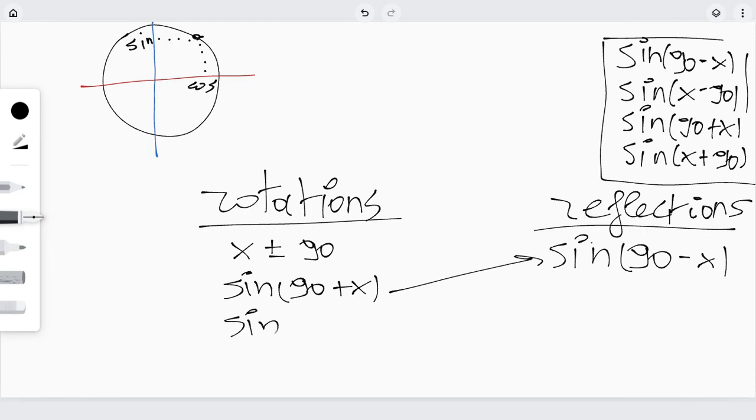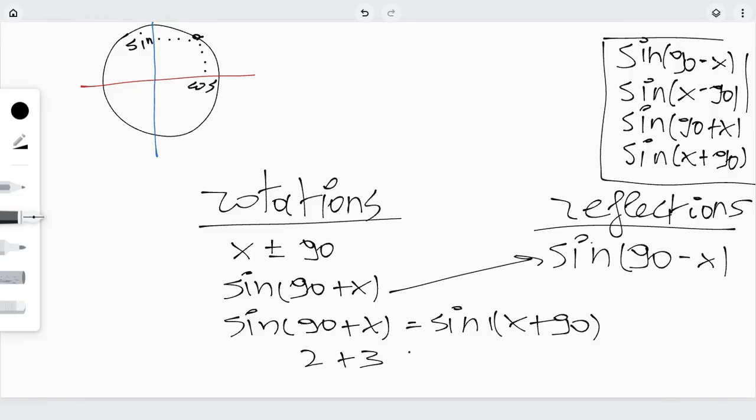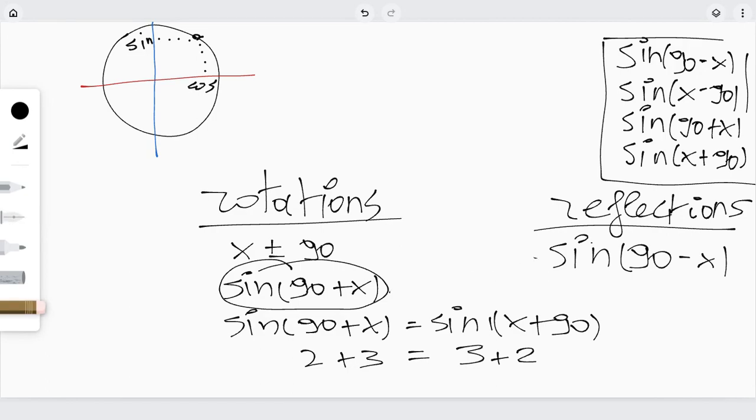However, sine 90 plus x equals sine x plus 90, because addition is commutative. 2 plus 3 is the same as 3 plus 2. That is not the same when you subtract, so with the minus sign it's not valid. 2 minus 3 is not 3 minus 2. So we might as well just treat 90 plus x as if it's a rotation, because it is the same as x plus 90. You get the same result. So we can kill two birds with one stone.